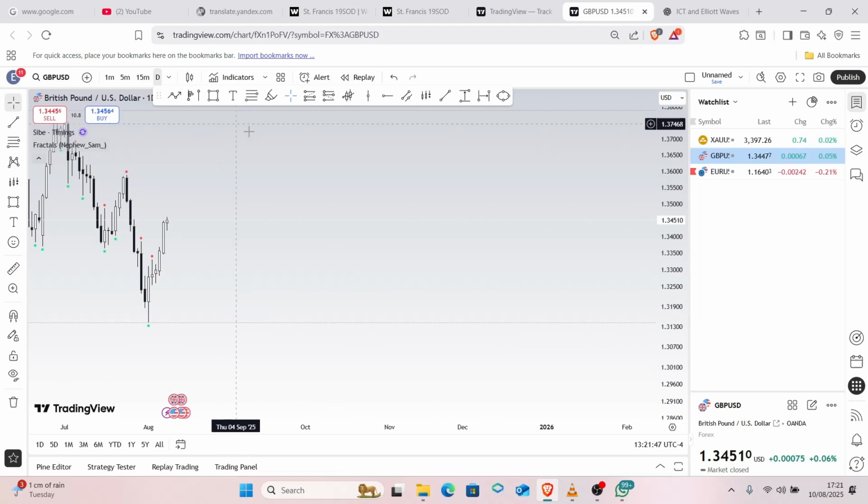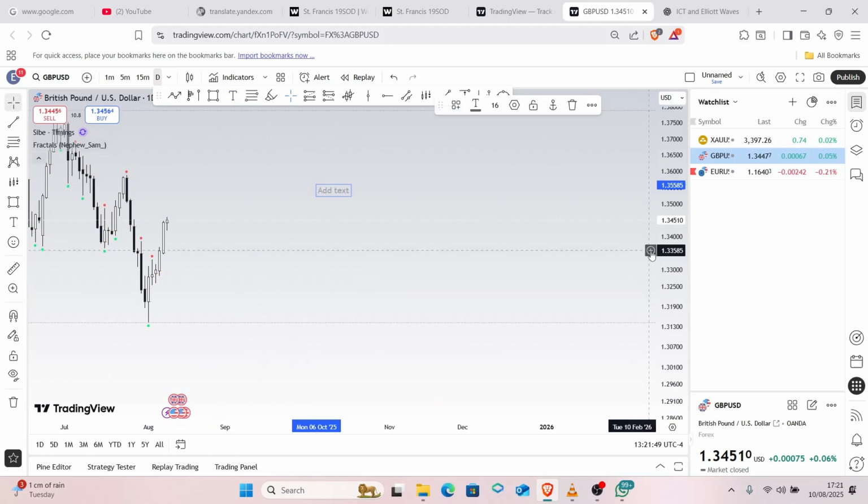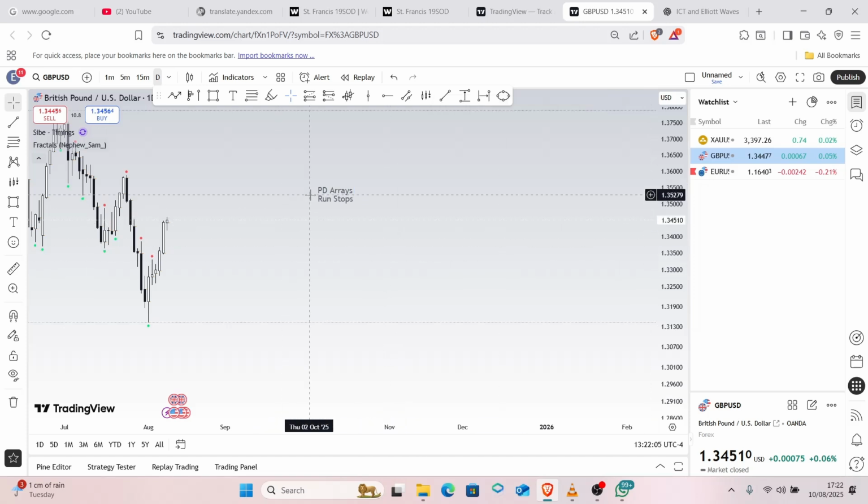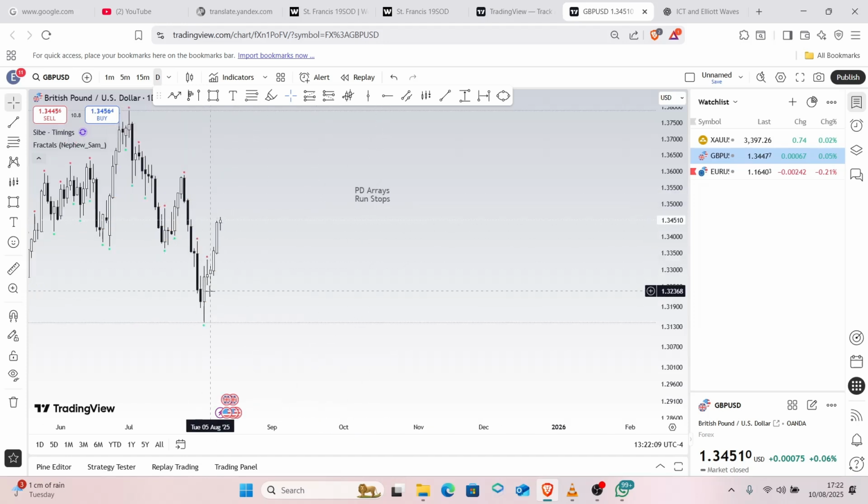So what do I mean by those key points? The market reverses at PDRAs, or the market reverses after we have taken out, after we run stops. So if price is at a PDRA or price has run stops, you're looking for the formation of a swing high or a swing low.